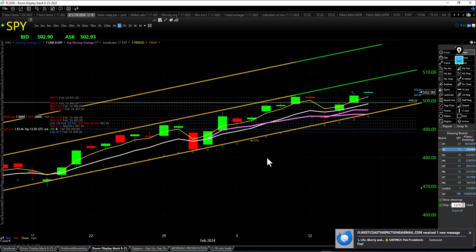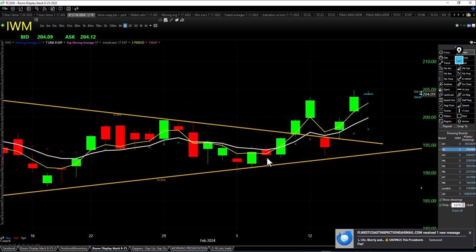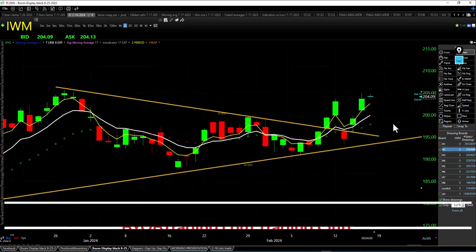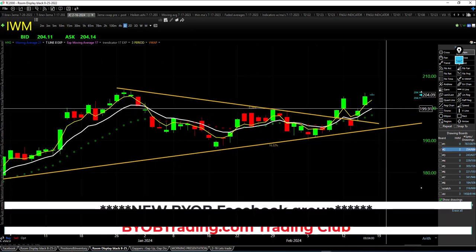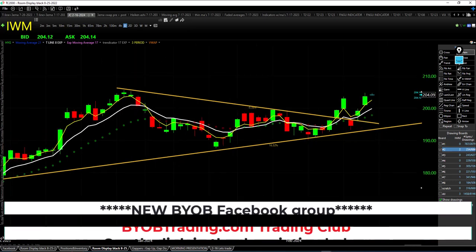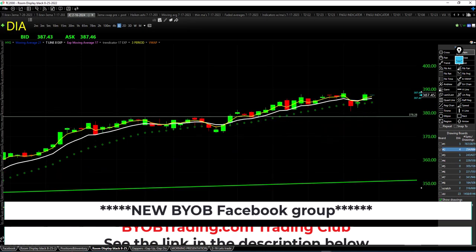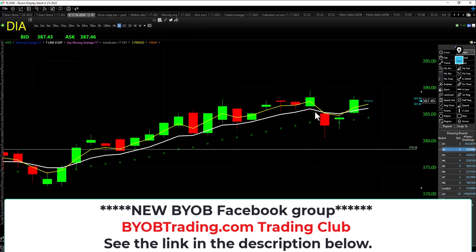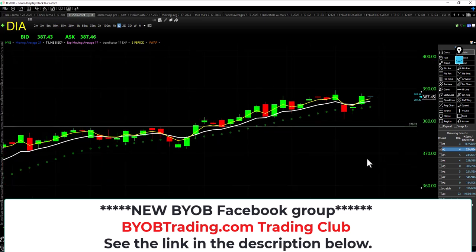So we just did FNGU. Let's take a look at IWM. Here's IWM. Higher low, higher high, closing over the trap, over the trend indicator. Big gap there. Nice work for IWM. Diamond Dow had an inside day with a breakout and filled the gap over here. Higher low, higher high, closing over the trap, over the trend indicator.